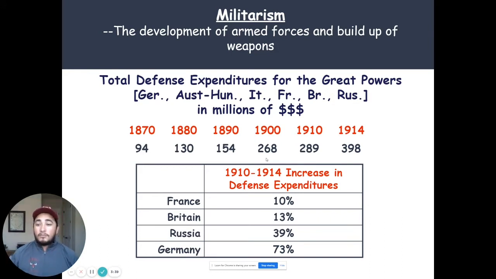If you take a look from 1870 to 1914, you see a huge growth of investment into weapons. Now, as you can see, these numbers represent millions. So from 94 million in 1870 to 398 million in 1914. Now, you have to understand, why would nations want weapons? Why would there be such an investment?